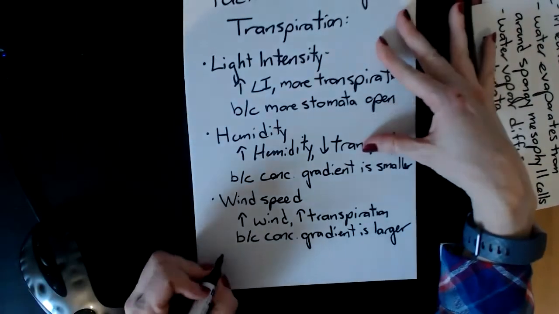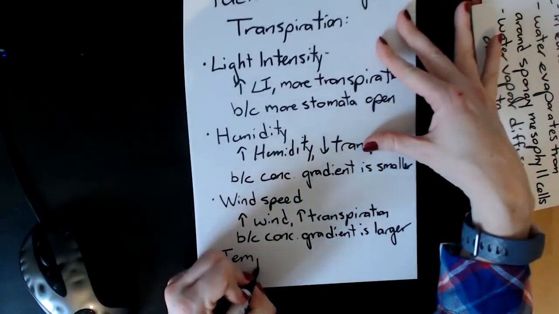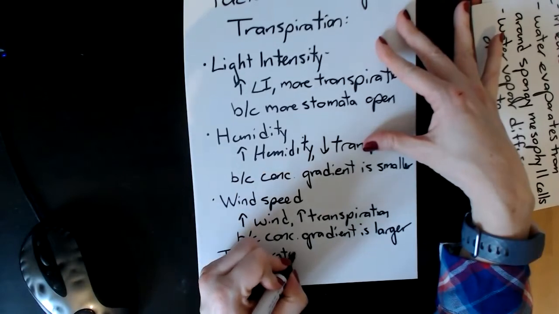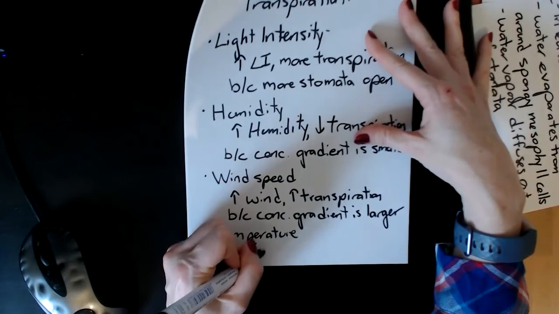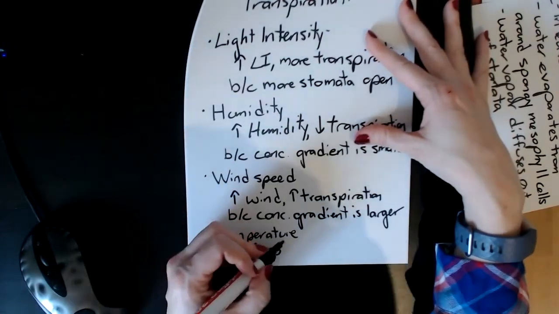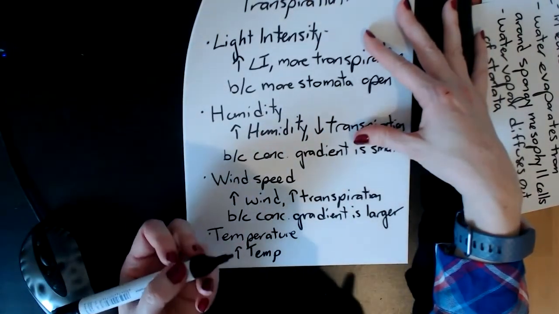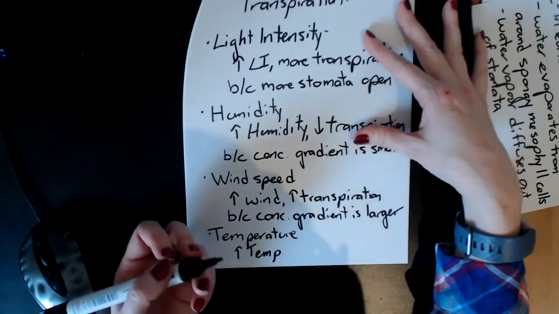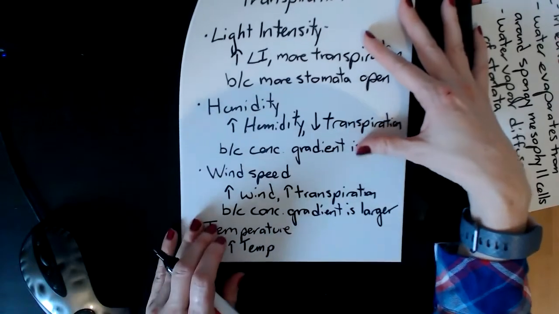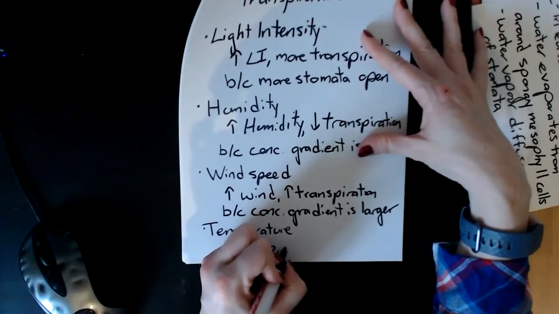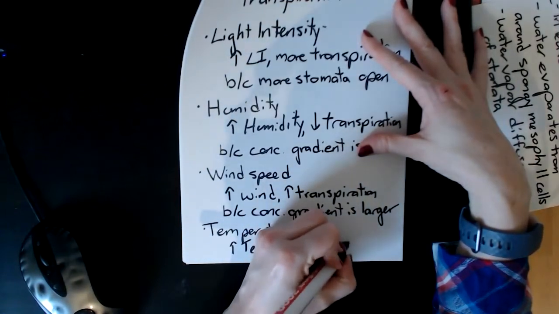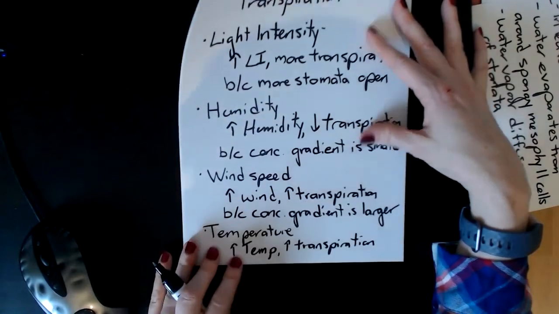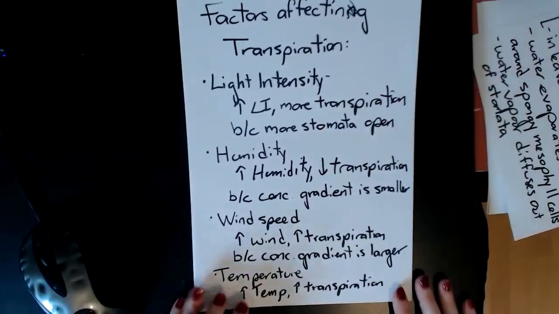The last factor is temperature, and this one hopefully makes sense. Again, with diffusion, the higher the temperature, the more transpiration you're going to have, because the molecules are simply going to move faster, so they're going to diffuse faster out of the stomata. You get more kinetic energy in the water molecules. So you also get an increase in transpiration there. Okay, so those are the 4 factors that affect the rate of transpiration.